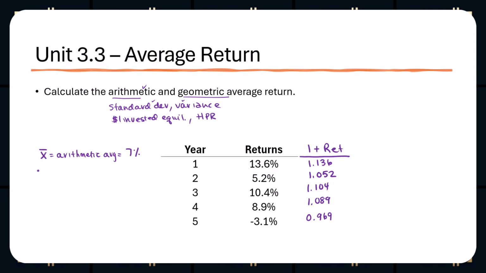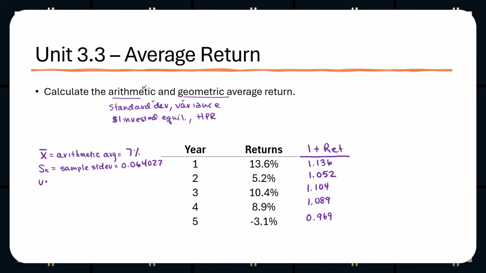Our sample standard deviation, S of x, we found this in the financial calculator, which was great. And that was 0.064027. Another way to say that, it's 6.4%, essentially. Ignore the sigma x because that's the population.